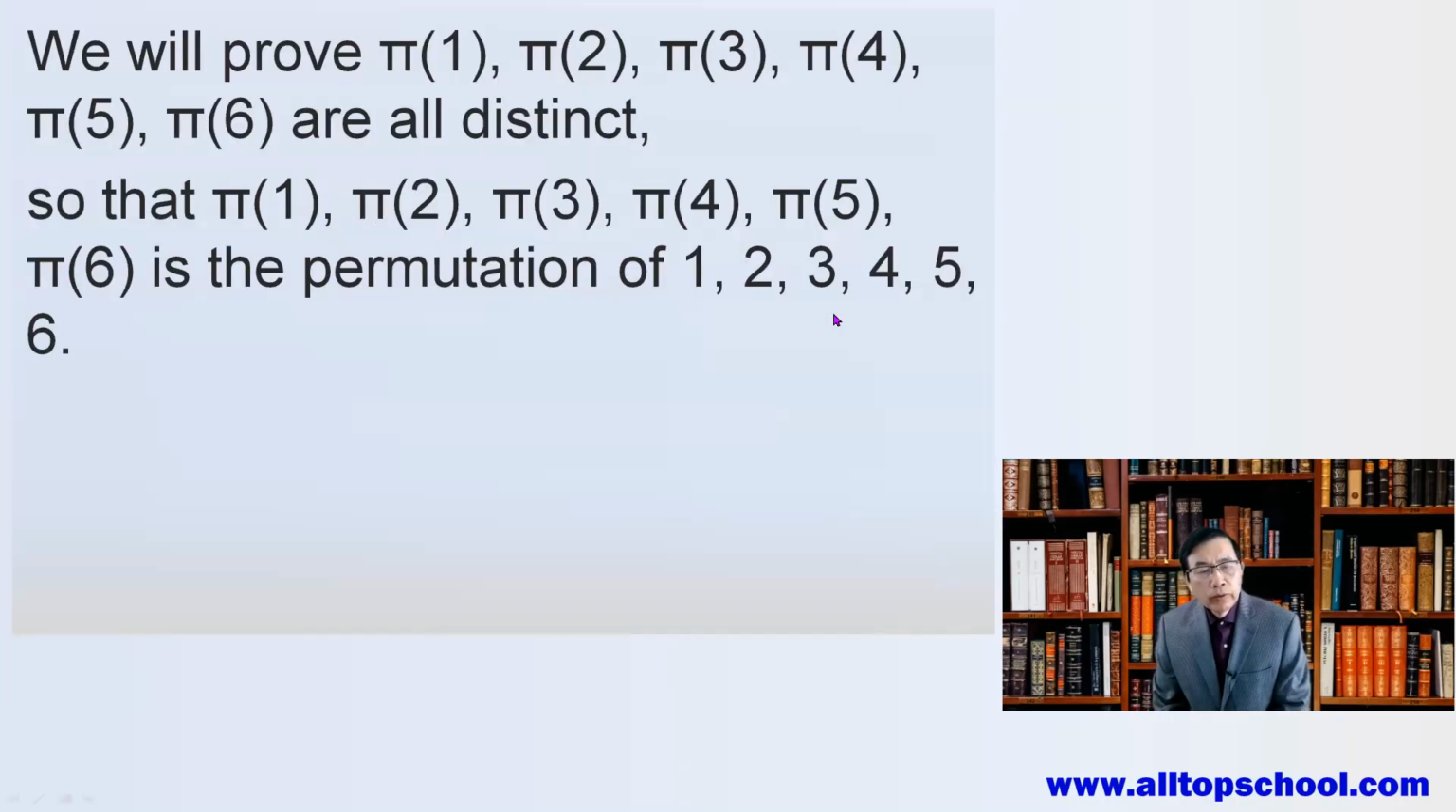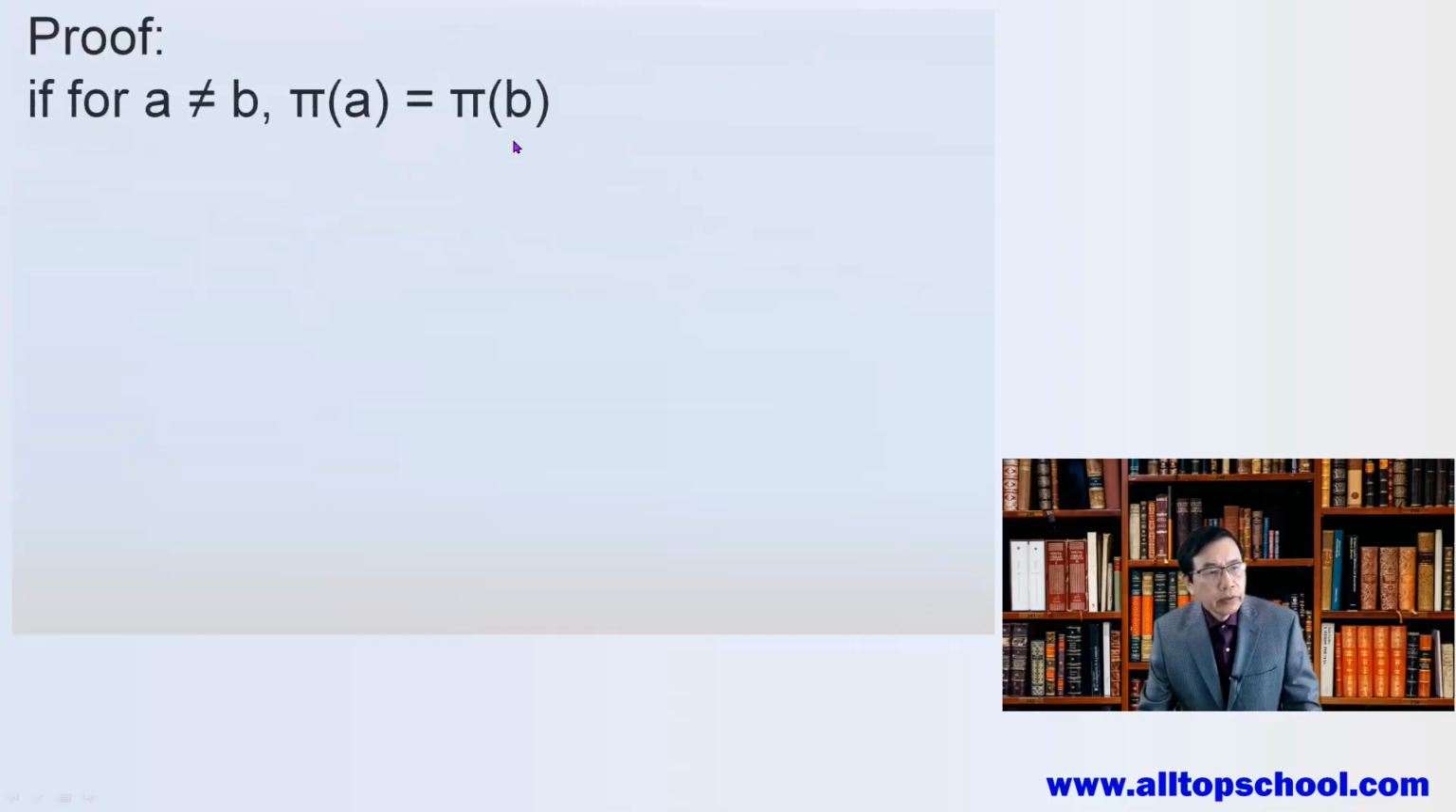So we'll prove pi(1), pi(2), pi(3), pi(4), pi(5), pi(6) are all distinct. Therefore, in this case, the function values pi(1) all the way to pi(6) will be just a permutation of 1 through 6. This is a very important part of it. Otherwise, you're probably going to have different values mapping to the same value, which would be more complicated. So we can prove it.